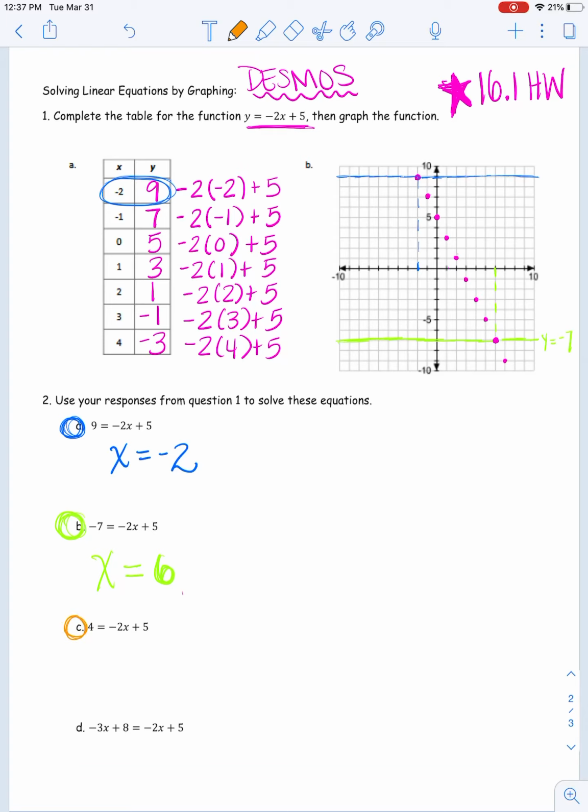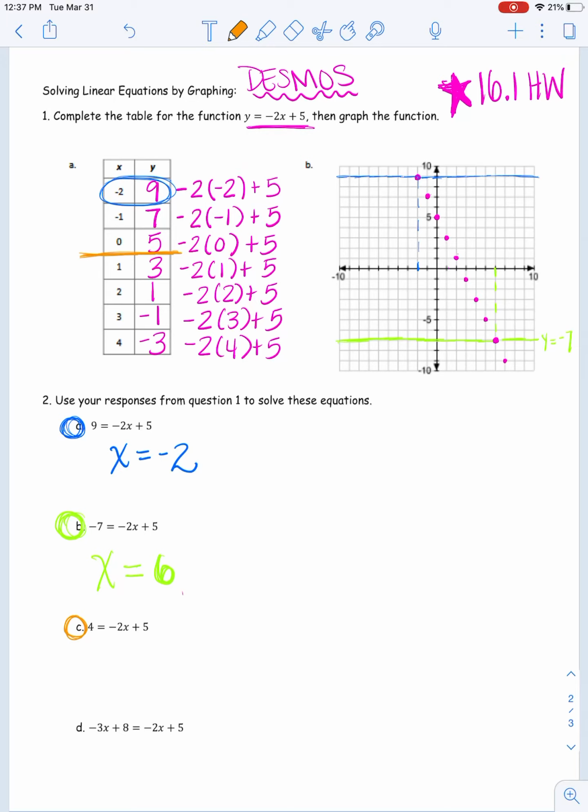Letter C. 4 is equal to negative 2x plus 5. Again, I don't see 4 on my table anywhere. However, if I look at my table, I can say, okay, well, I see 5, I see 3, and I know 4 is directly between 5 and 3. It's exactly halfway. So I can look at my table and figure out what the solution would be.